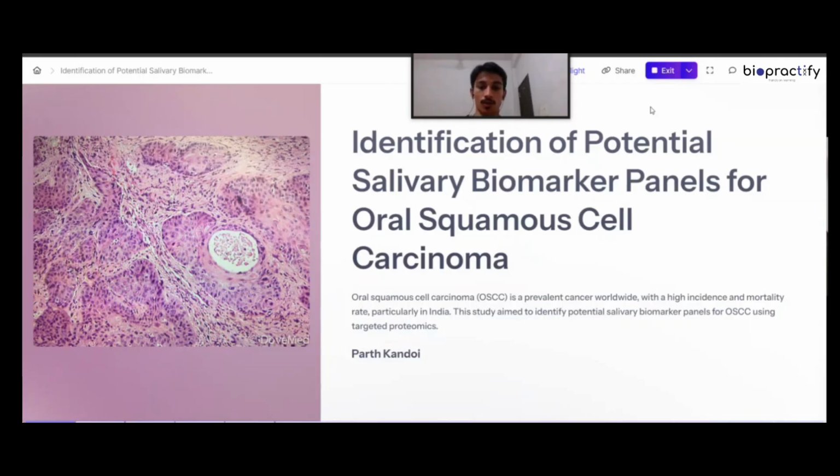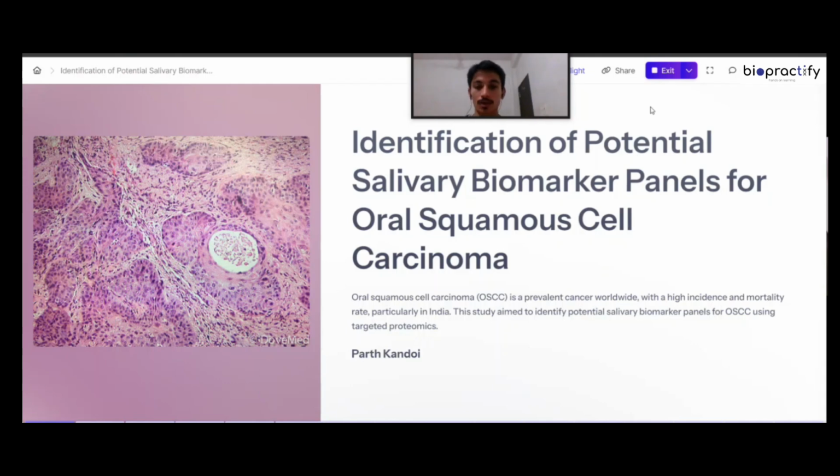Basically, what is oral squamous cell carcinoma? So basically, it's a cancer or oral cavity cancer, and it's a prevalent cancer worldwide with a great number of patients in India as well, with a high incidence and mortality rate, particularly in India. The lack of a reliable biomarker for early detection often leads to late diagnosis and poor survival rates in the disease.